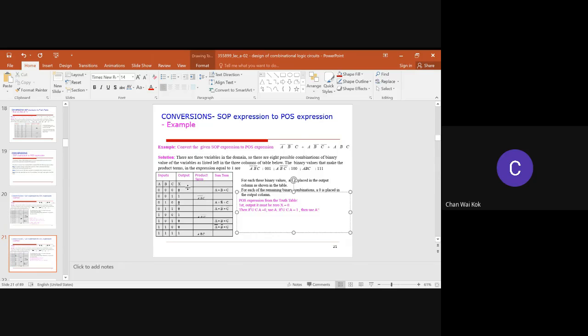First, the output must be 0. X must be 0. So when x equals 0, you see: if A equals 0, you use A. If A equals 1, you use A bar. When ABC equals 0, you use ABC. When A equals 0, you use A. When B equals 1, you use B bar. When C equals 0, you use C. Okay, clear? So that is the rules.